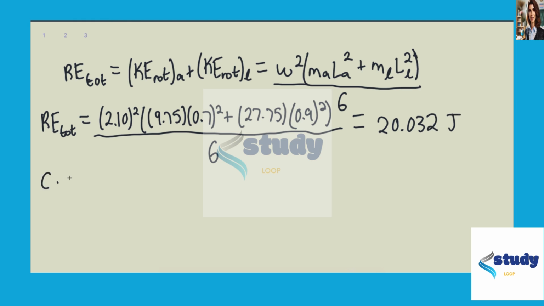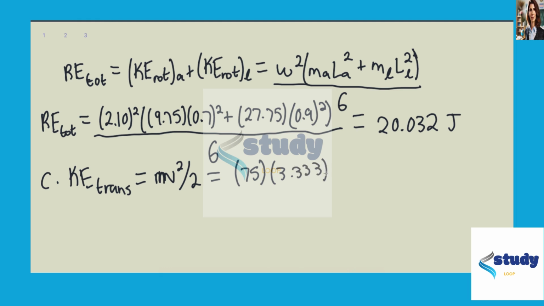For part C, we can find the translational kinetic energy of the runner. So this is going to simply be m v squared over 2. So this would be 75 times 3.333 squared, all divided by 2, and this is going to equal 416.667 joules.